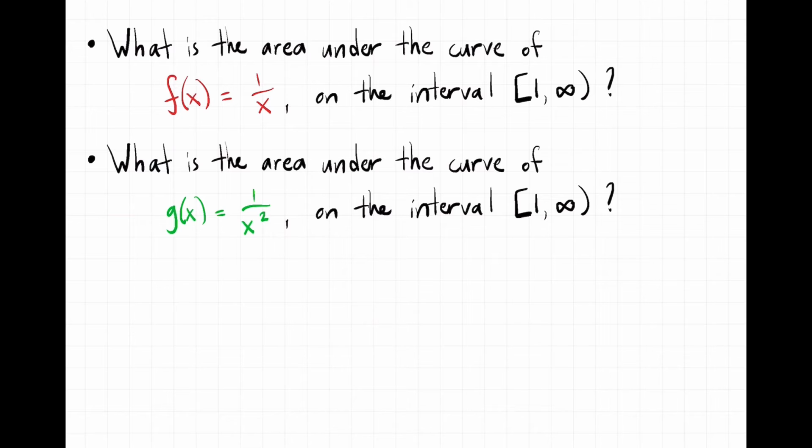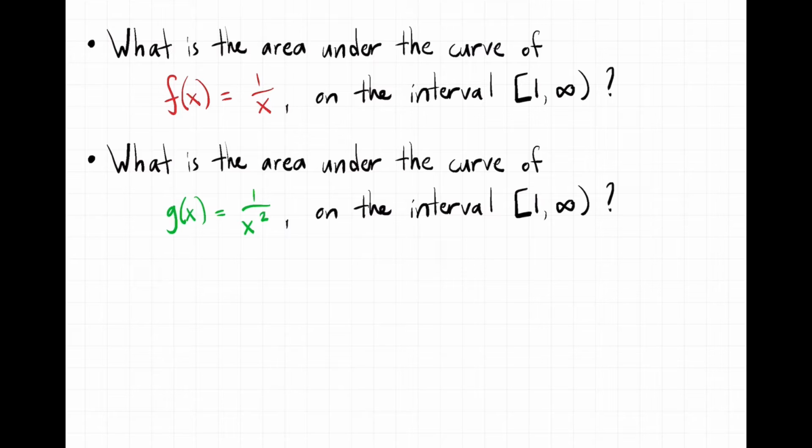Here's an introduction to the idea of improper integrals. First, we'll start by looking at type 1 of the two types of improper integrals. As an example, let's find the area under the curve of the function f of x equals 1 over x and the function g of x equals 1 over x squared, both on the infinite interval from 1 to infinity.